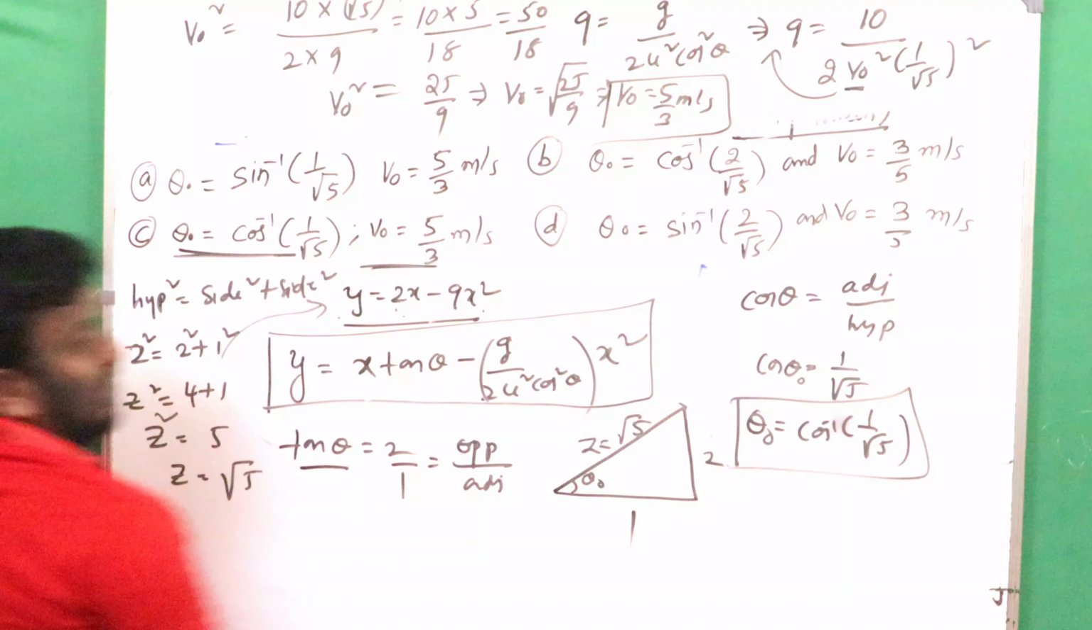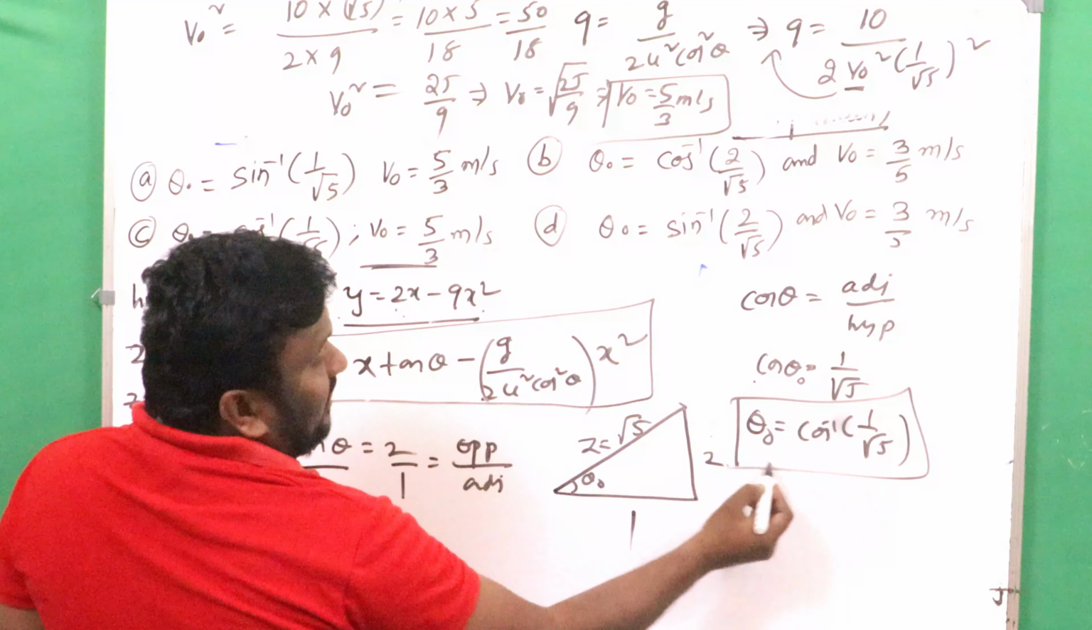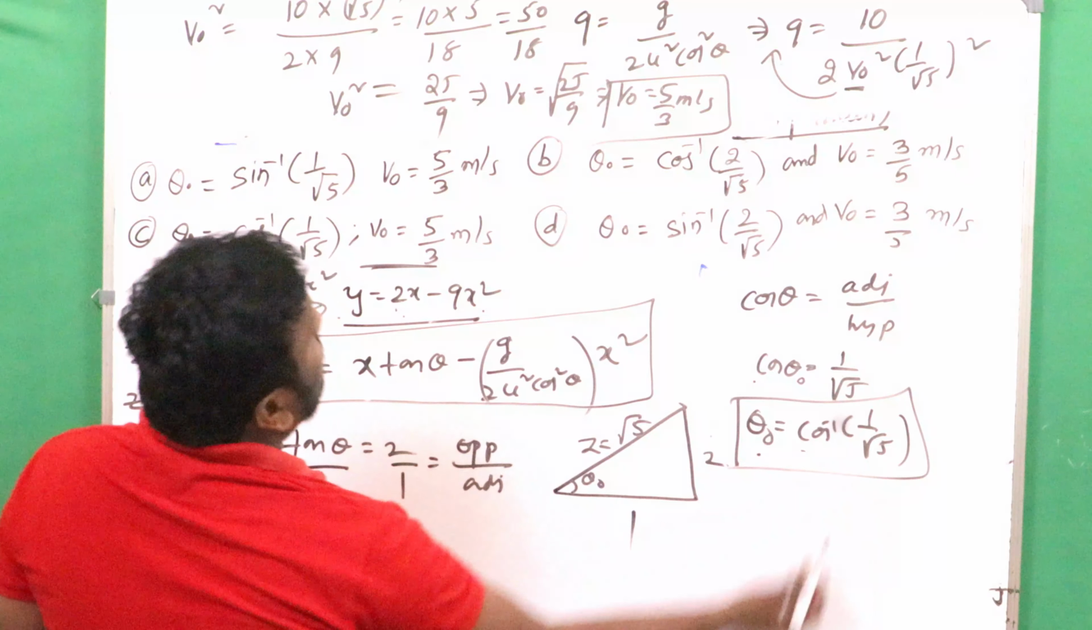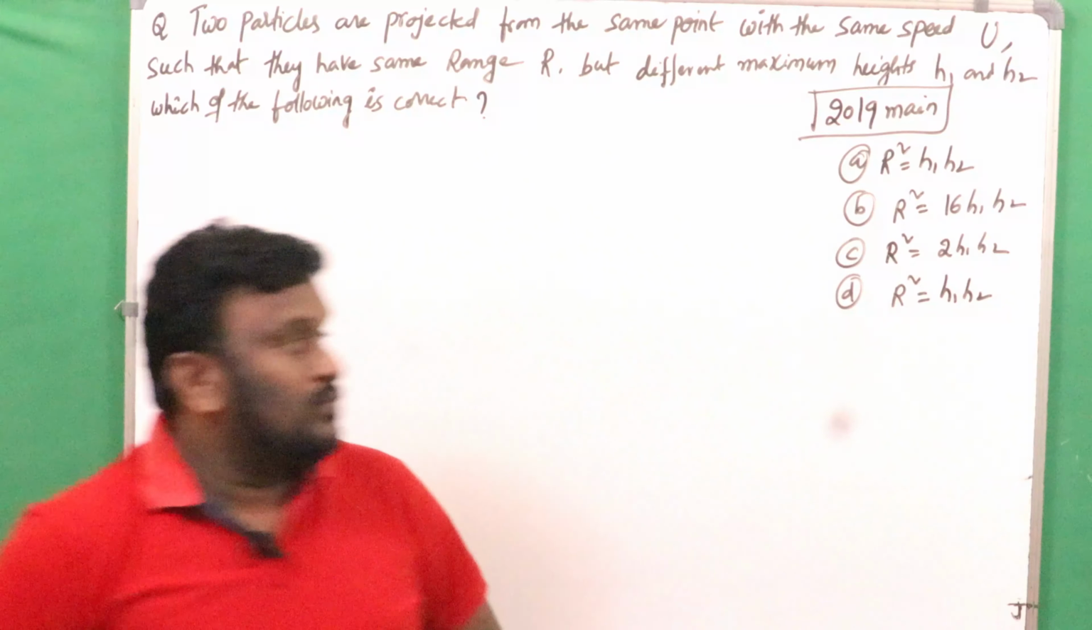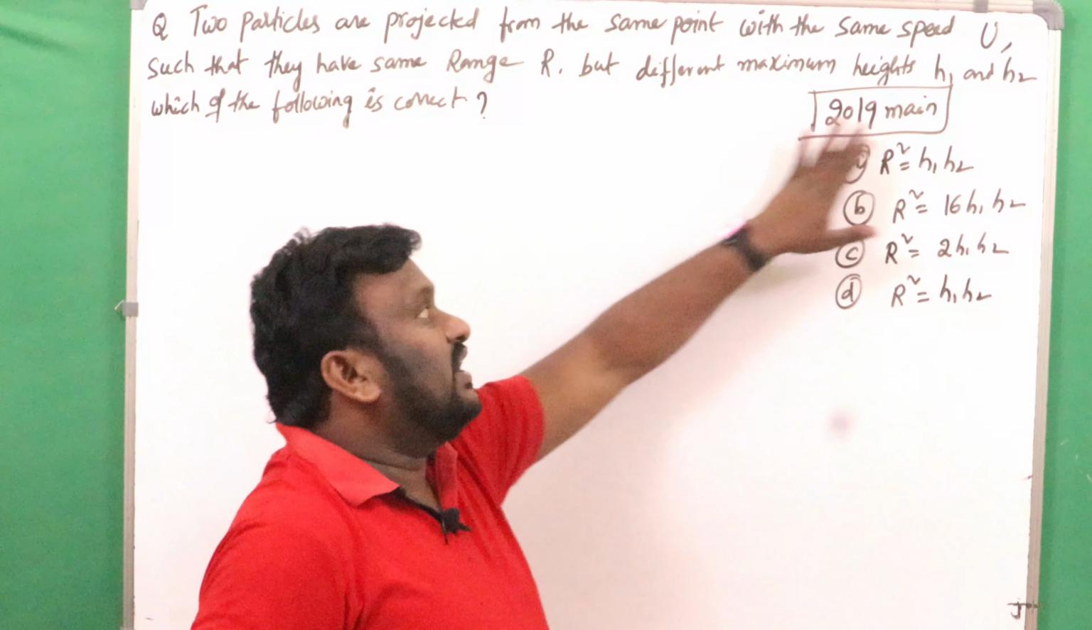That's why already we have cos theta naught is 1 by root 5, and theta naught is cos inverse of 1 by root 5, and initial velocity of projection is 5 by 3 meter per second. That's why here option C is the right one. See the next question. This is also given in 2019 mains.